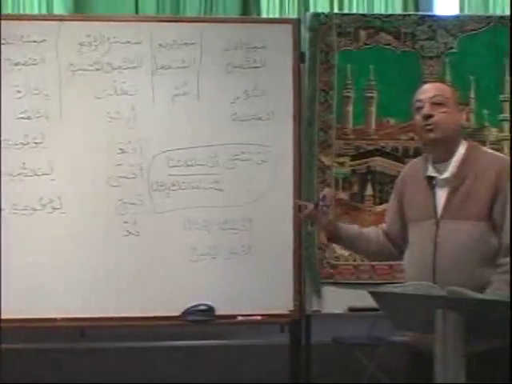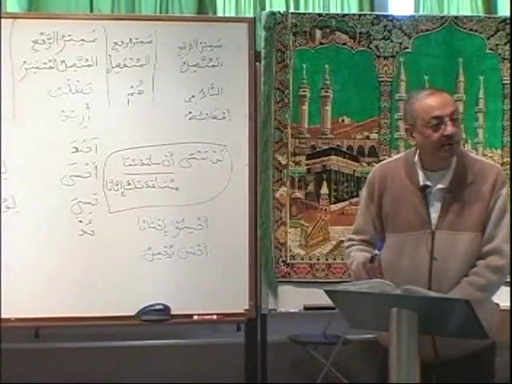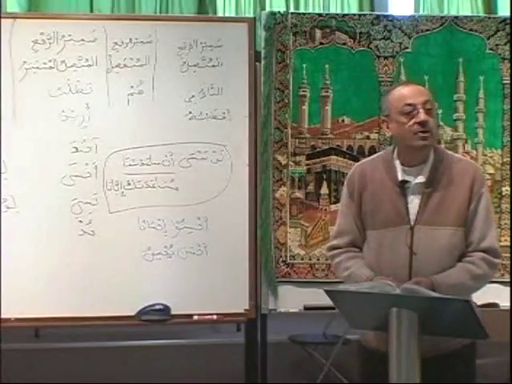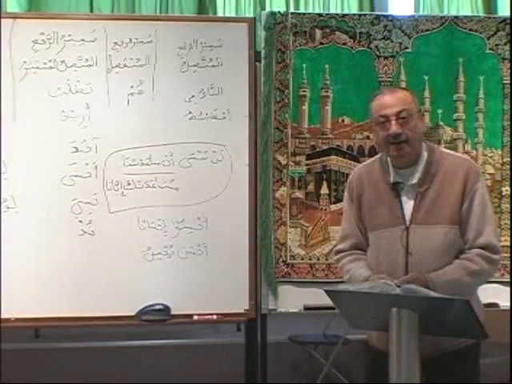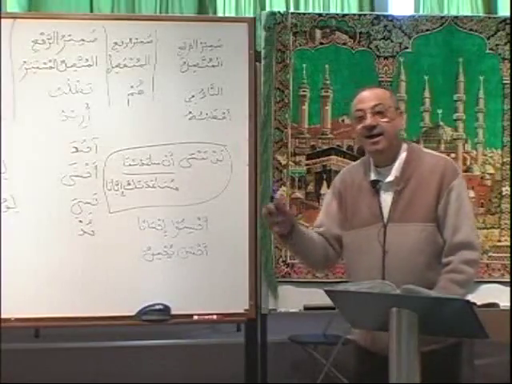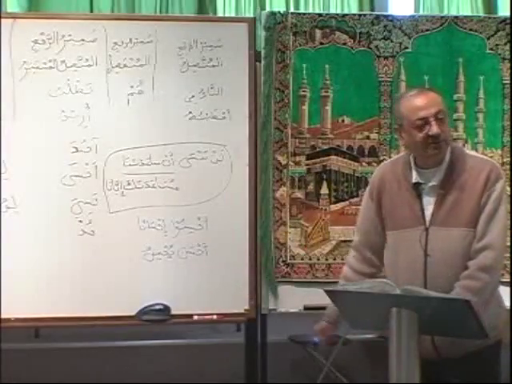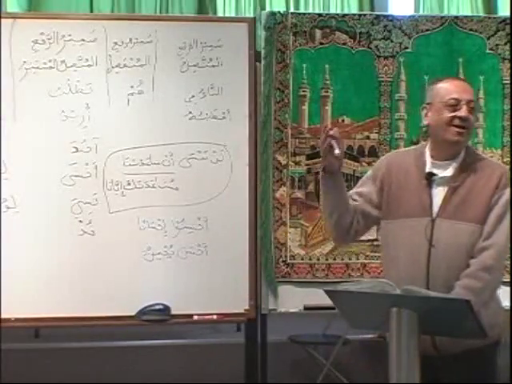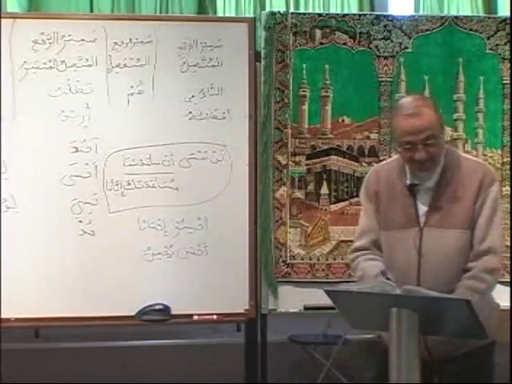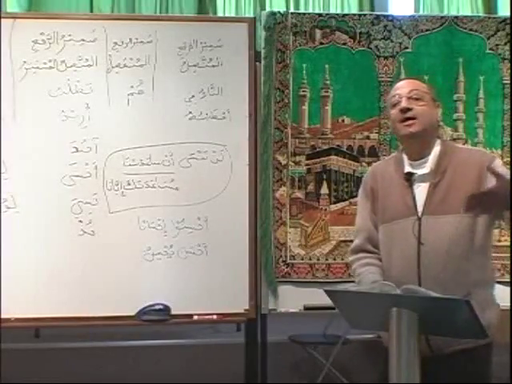Ahsinu. Fi'lu amrin mabniun ala hadfi nun. Because actually it is tahsinuna. And from there you got ahsinu. Okay, brother. Ahsana. Make the masdar out of it. Ihsan. So see here in the Quran, Allah subhanahu wa ta'ala says, Bil walidaini ihsanan.